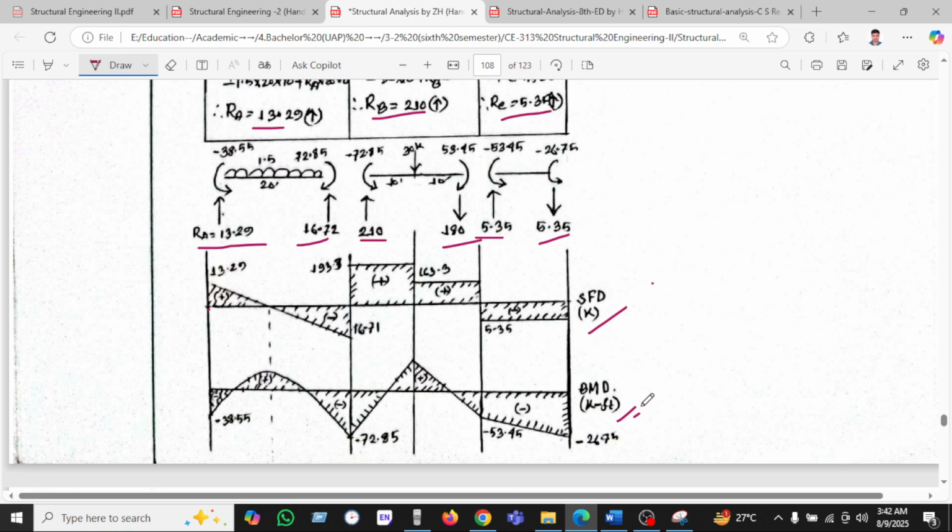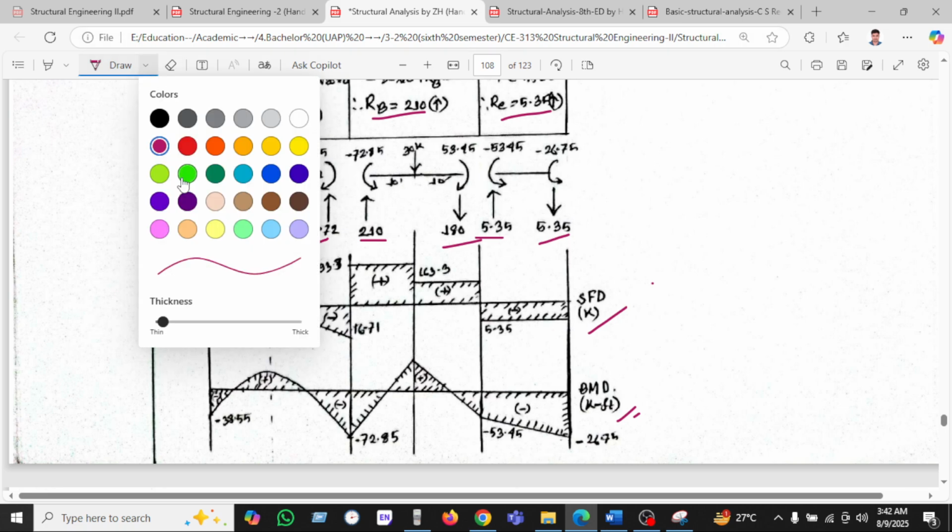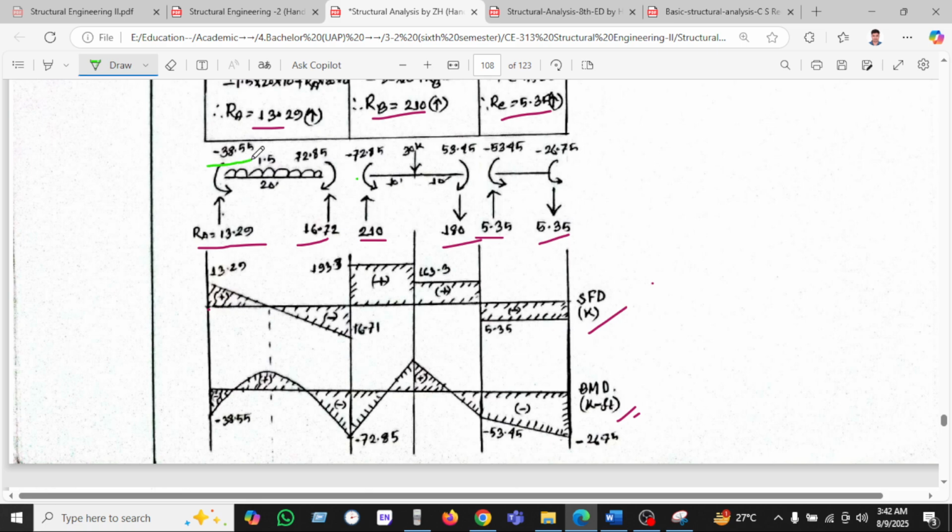After getting these values, we can draw the shear force diagram, and we can find the bending moment diagram also. But you can write the bending moment very cleverly. If you draw the bending moment, assumably minus 38.55, minus 70.85, minus 70.85, minus 50.45, minus 50.45, and minus 26.75, it will be minus 20.6.